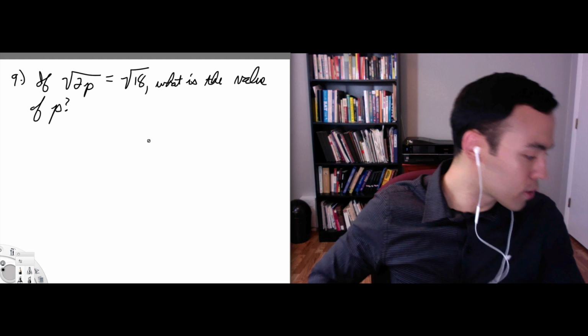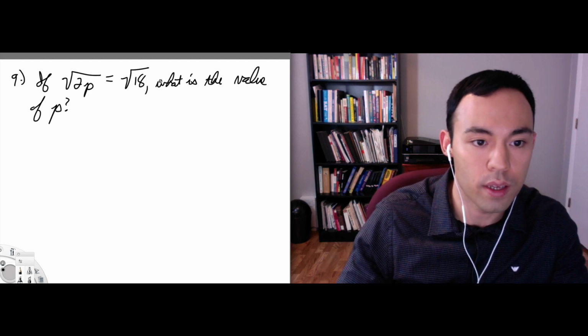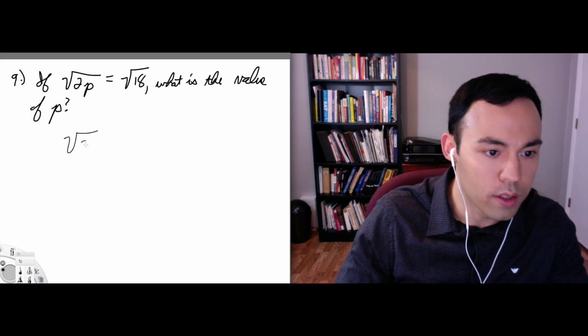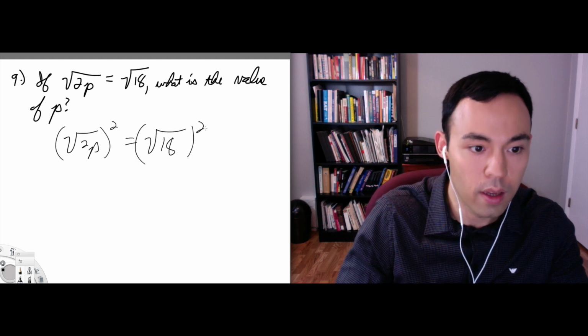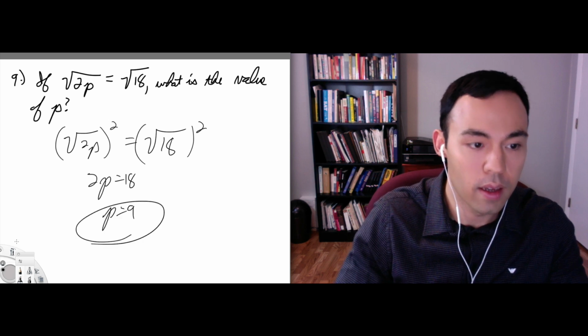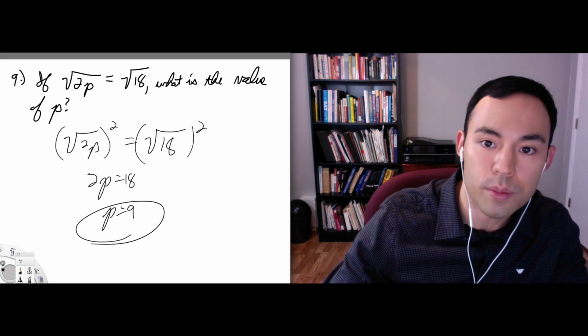Okay, so let's look at this one. If the square root of 2p equals the square root of 18, what is the value of p? I'm going to go ahead and square both sides to get rid of the radical. We're going to have 2p equals 18, and then p equals 9. And that will be our answer. All right, let's go ahead and do number 10.